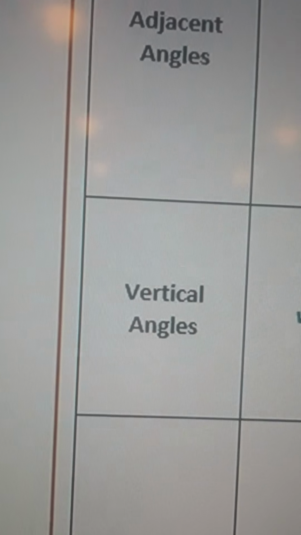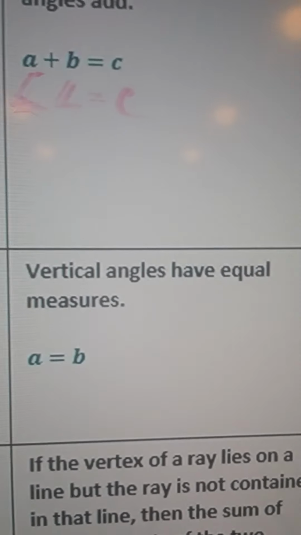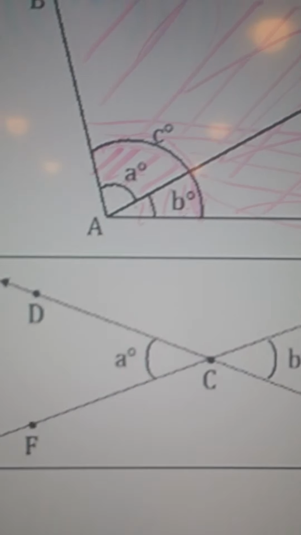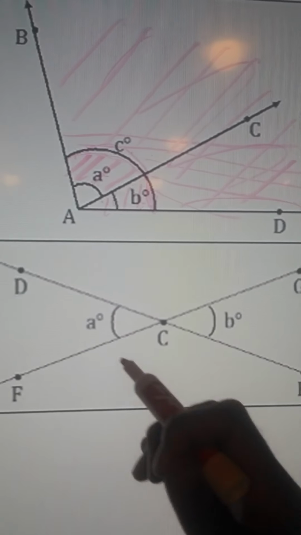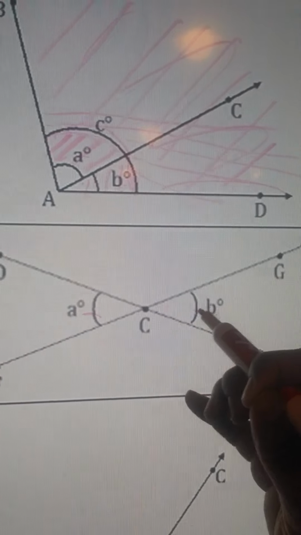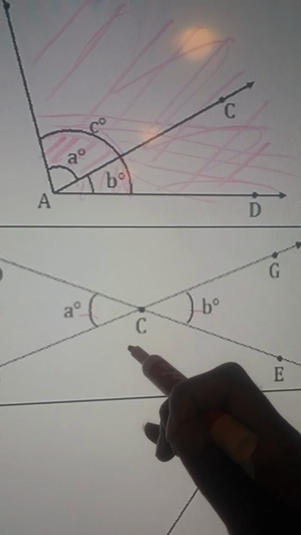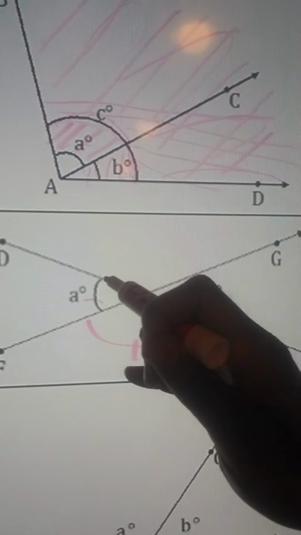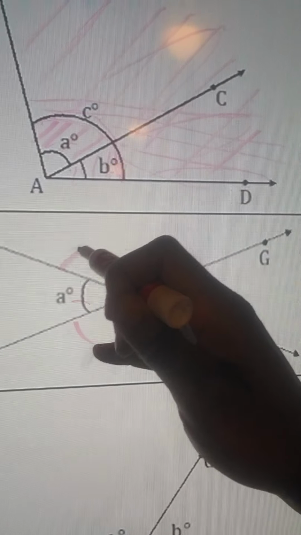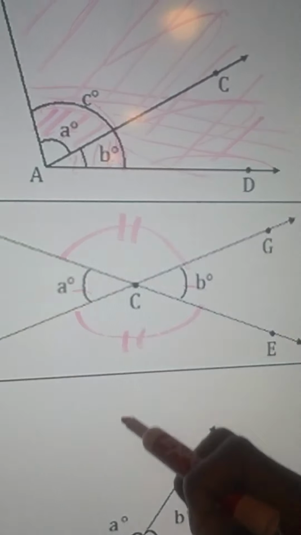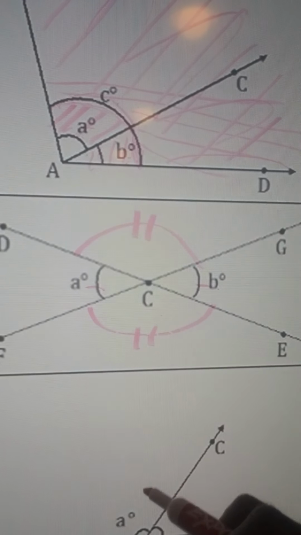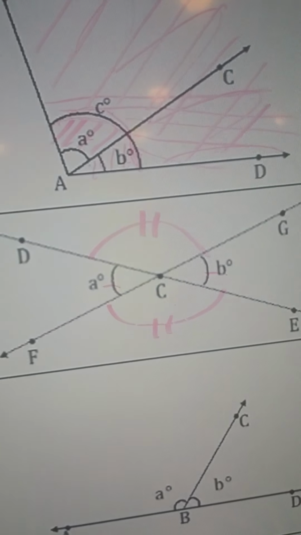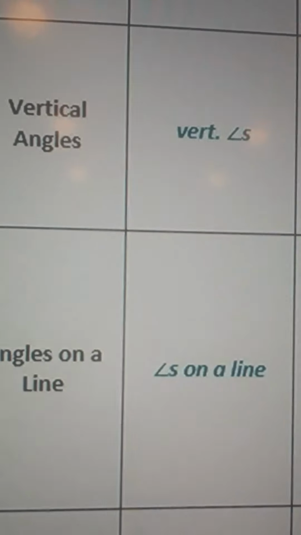Next topic, we went over, you'll recall, vertical angles. Vertical angles are, as I showed you yesterday, angles directly across from each other are equal. So A is equal to B, and this angle is equal to this angle. Vertical angles. All right, we talked about this one time and time again.